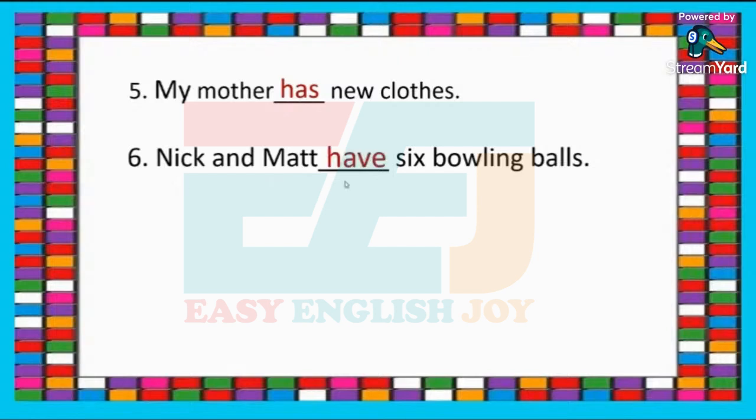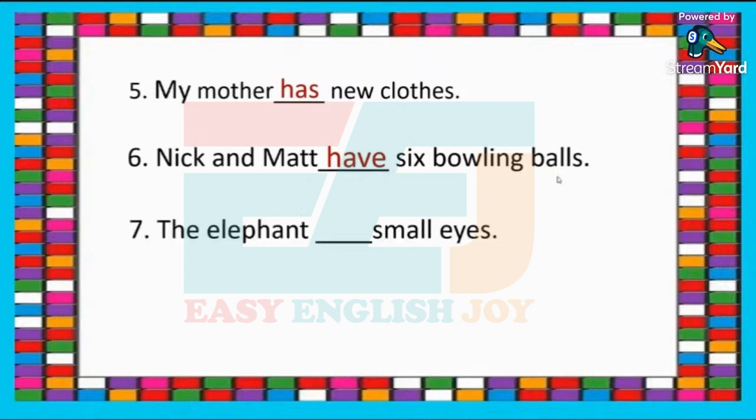Nick and Matt have 6 bowling balls. So we have here have because of our subject, which is plural. And these are Nick and Matt. Nick and Matt have 6 bowling balls. Number 7.